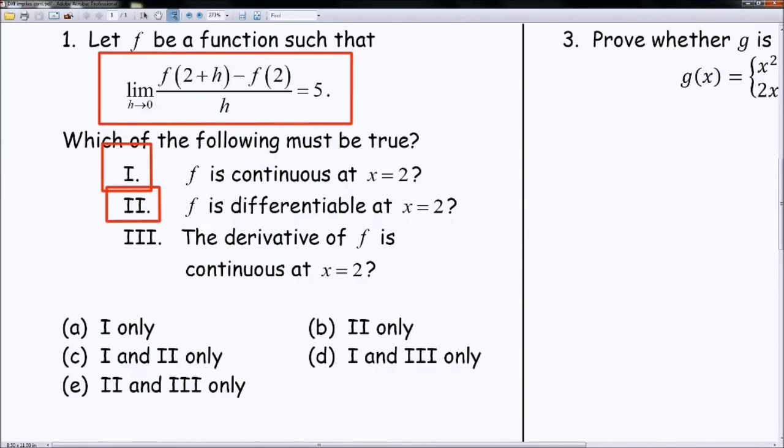Number 3, the derivative of f is continuous at x equals 2. My limit formula never really discusses continuity of the derivative. It only talks about whether the derivative exists. And so I cannot say for sure if 3 is true or not. Most likely it is, but with the information that was given, I cannot prove that. So at this point, all I can say is C, 1 and 2 are true.